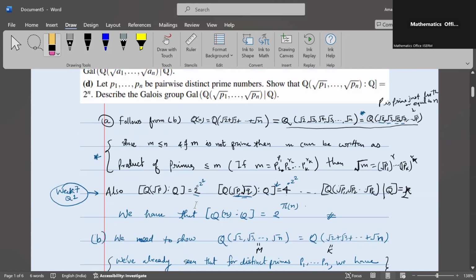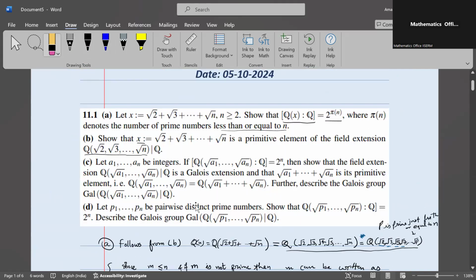Yeah, so the first two parts are done. Now part C. What we have here are A1, A2, ..., AN, integers which are not given to be relatively co-prime, but they will be co-prime because whenever you attach root alpha, when alpha is not in Q, the degree of extension will be double, just double.